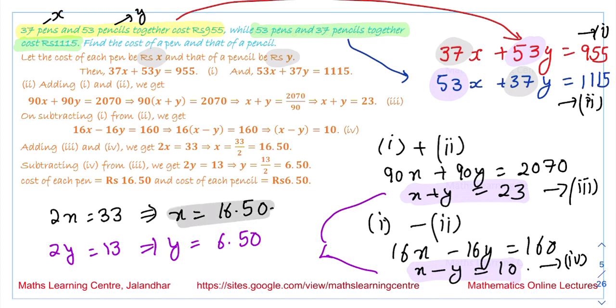So these are the values of x and y. What are x and y? We have assumed x is the cost of one pen, y is the cost of one pencil. So we are saying the cost of each pen is 16.50 and the cost of each pencil is 6.50.